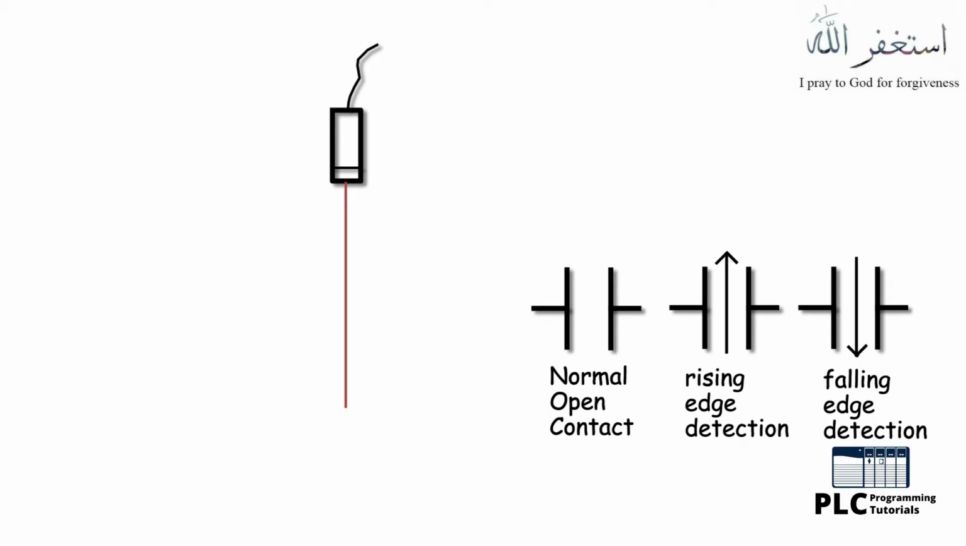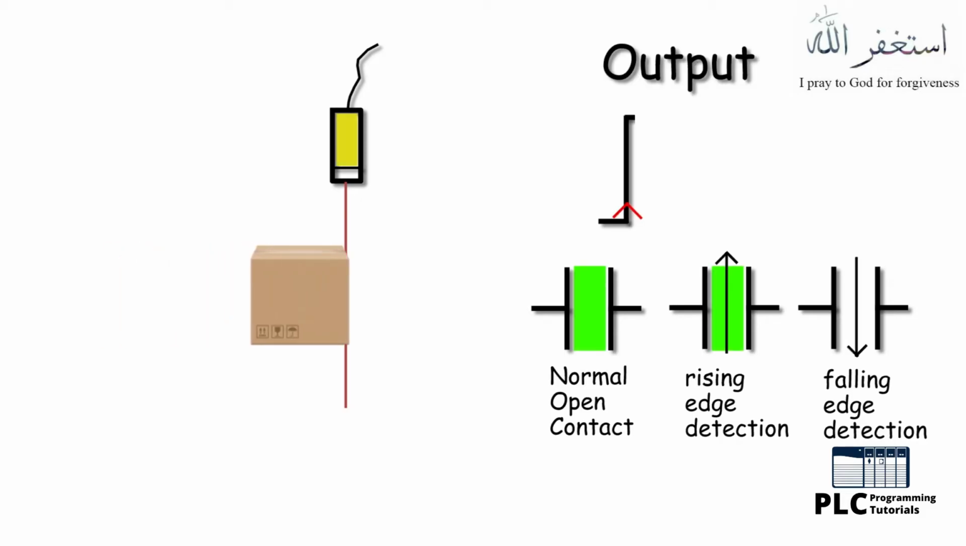Let's see an animation. How does rising and falling edge detection work? As you can see, the moment the front corner of the box is detected by the sensor, it gives an output signal and the normally open contact is closed. But the rising edge detection contact will be turned on only for one PLC scan cycle, and in the next scan cycle it is turned off.